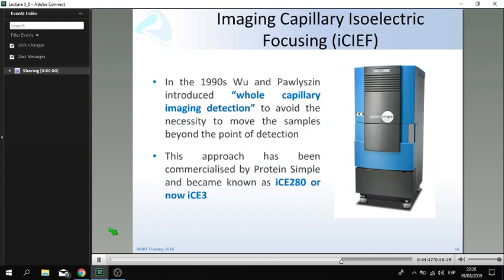So to fight these disadvantages, there is now a new system on the market for imaging capillary isoelectric focusing that is being used by a lot of QC labs now. The idea came from the 1990s from Wu and Pawliszyn, and they introduced whole capillary imaging detection to avoid the necessity to move samples beyond the point of detection. They made the whole capillary a detection window. This approach was commercialized by a company called ProteinSimple, and they made an instrument called iCE280, and now it's called iCE3, and it's being used a lot.